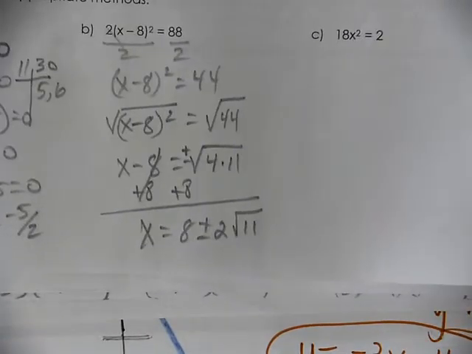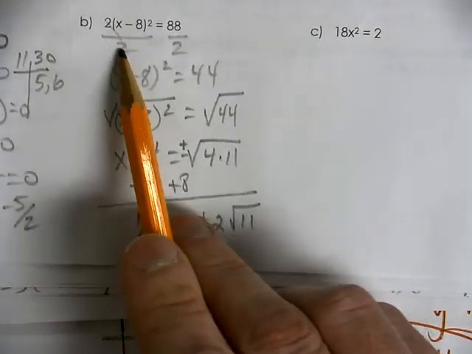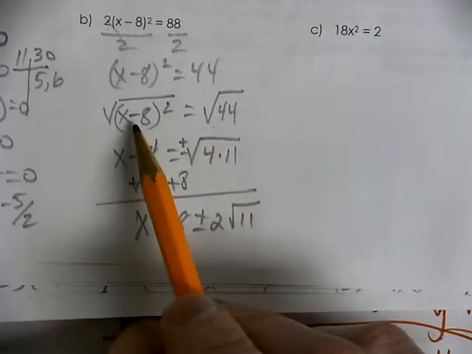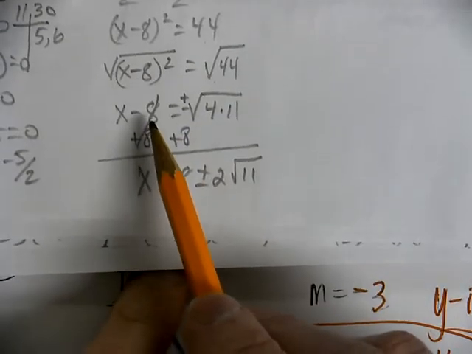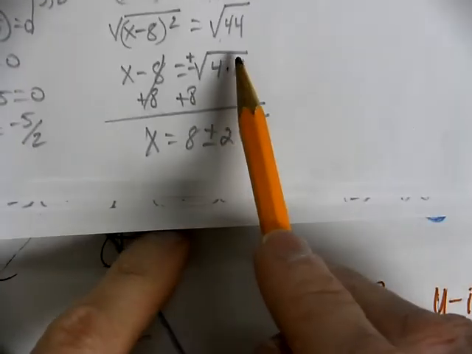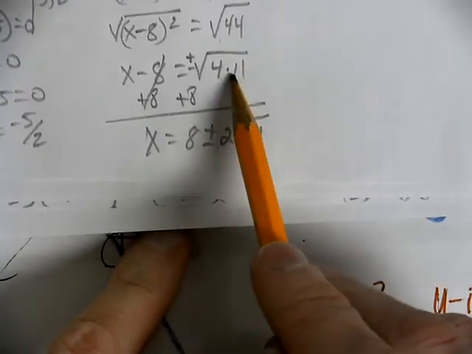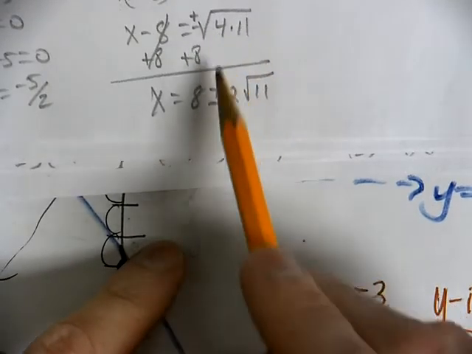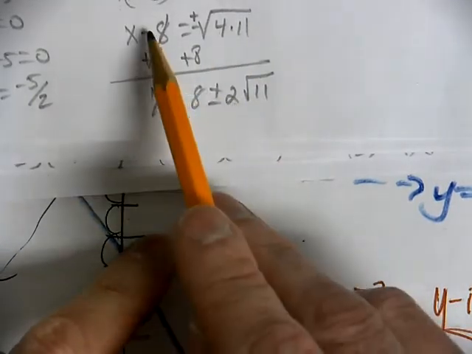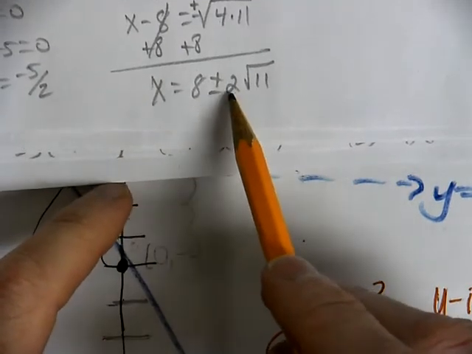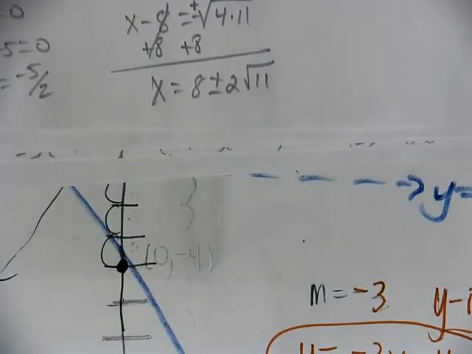When we moved over here to number 2, we first divided by the 2 to get to 44. Then we took the square root. You take the square root of something squared, you get the value that's inside. When you take the square root of both sides, you have to have plus or minus the square root of 44, which 44 can be broken down into 4 times 11. Because 4 is a perfect square, you pull it out as a 2. You add the 8 to the other side. This is x equals 8 plus or minus 2. Don't call that 10. x equals 8 plus or minus 2 root 11.